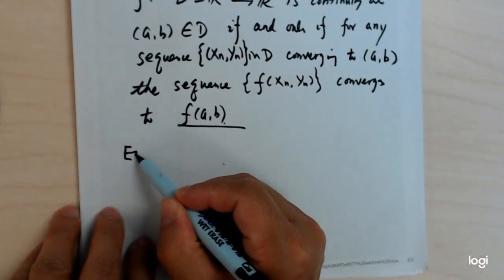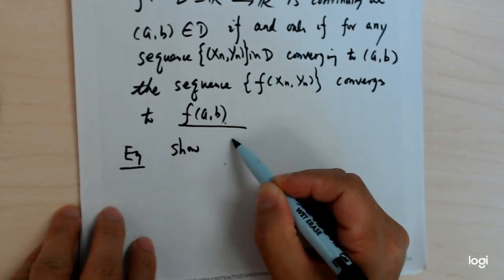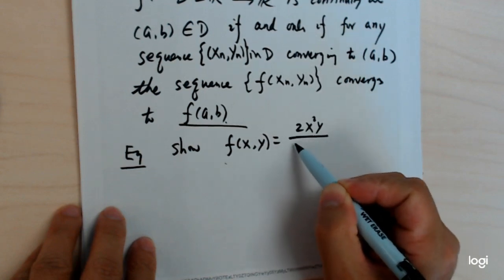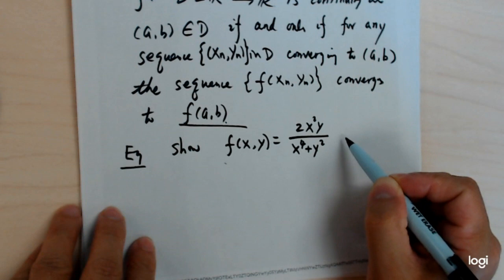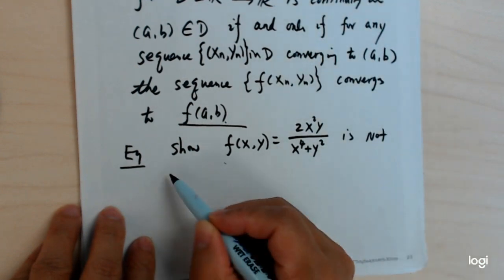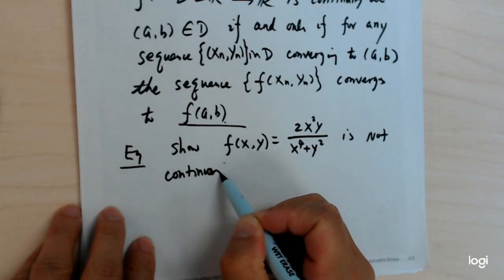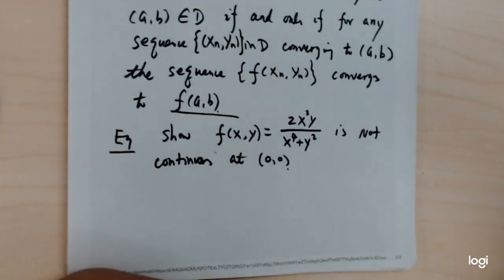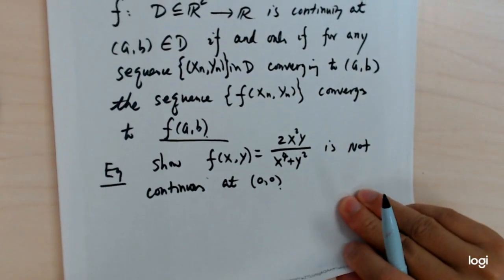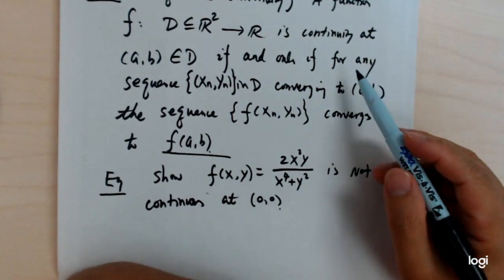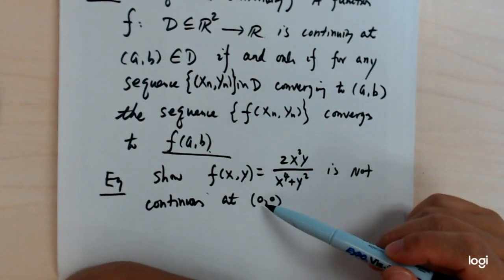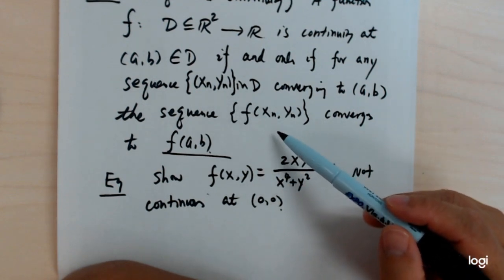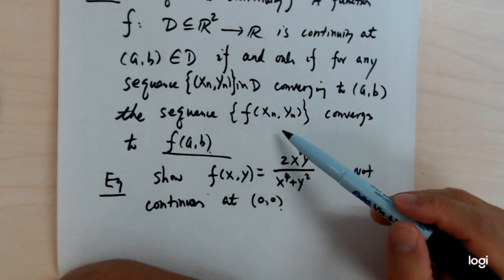So here's an example. Show that this function of two variables is not continuous at the origin. So the idea will be, if I can find two different sequences that both go to (0, 0), but if I plug those sequences into f, that real number sequence does not go to the same number.